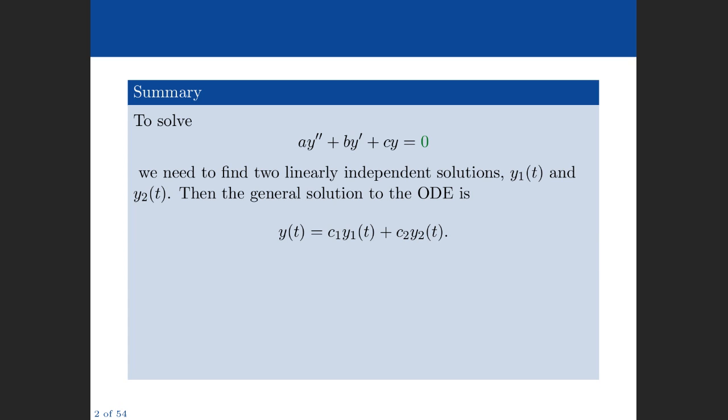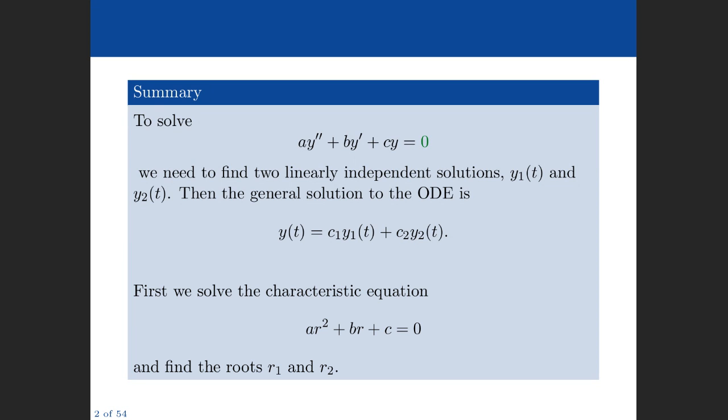Last week we were looking at how to solve homogeneous linear second order differential equations with constant coefficients. In other words, equations such as ay'' + by' + cy = 0. And we saw that we need to find 2 linearly independent solutions of this differential equation, y1 and y2. After we know our 2 solutions, we can write down the general solution as some constant c1 multiplied by y1 plus some constant c2 multiplied by y2.